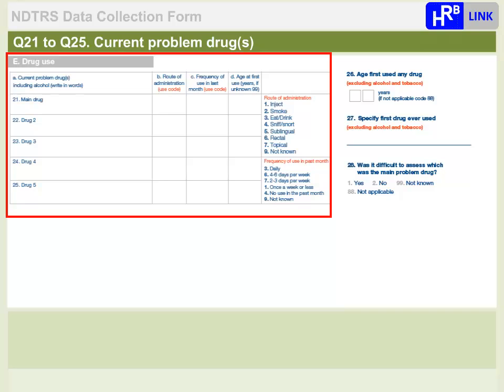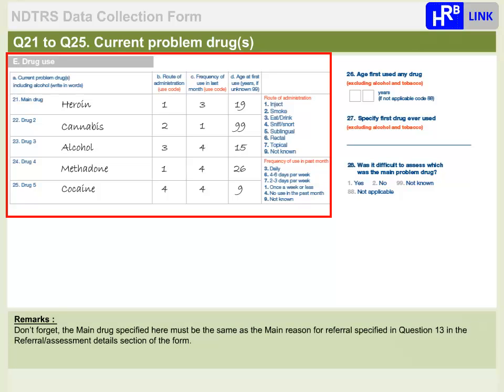Questions 21 to 25, current problem drugs. 4 additional problem drugs can now be recorded instead of 3. This should allow better understanding of trends in polydrug use. Don't forget, the main drug specified here must be the same as the main reason for referral specified in question 13 in the referral assessment details sections of the form.